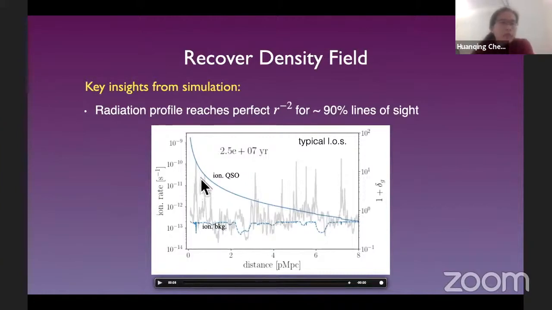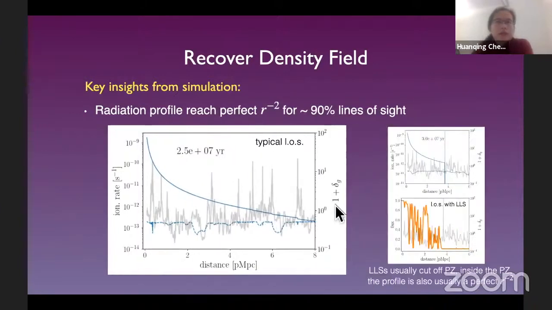Also, the radiation field from the quasar is at least an order of magnitude larger than the ionization background created by the galaxies. We should note that there are some sightlines that encounter Lyman limit systems, but usually those Lyman limit systems just truncate the proximity zone altogether. Inside the proximity zone, the radiation profile is usually also a perfect r to the -2.